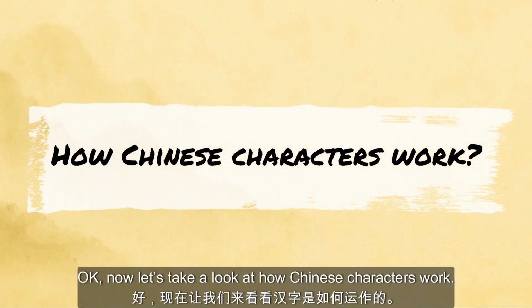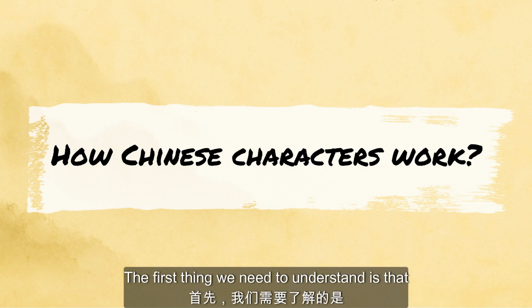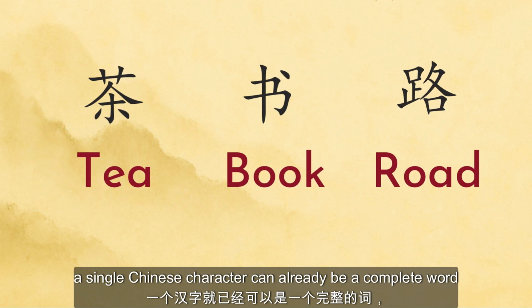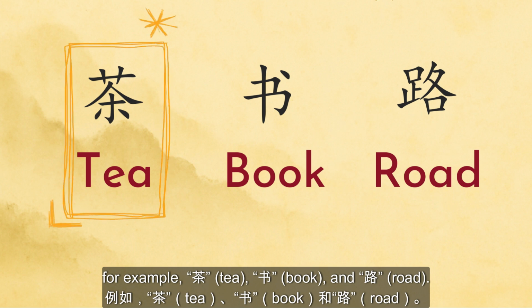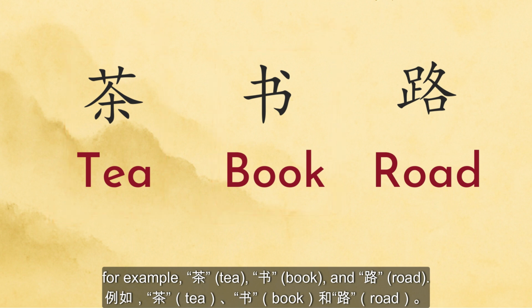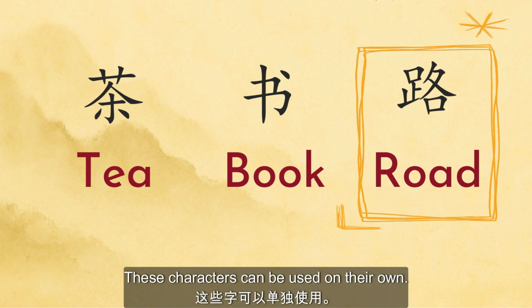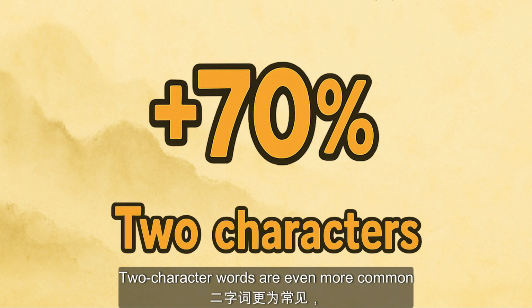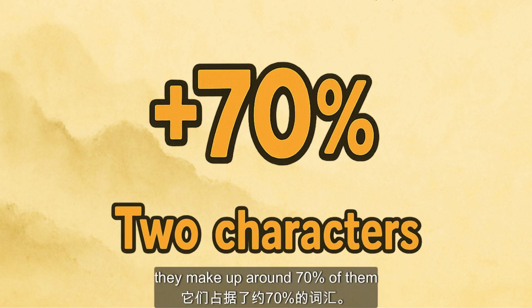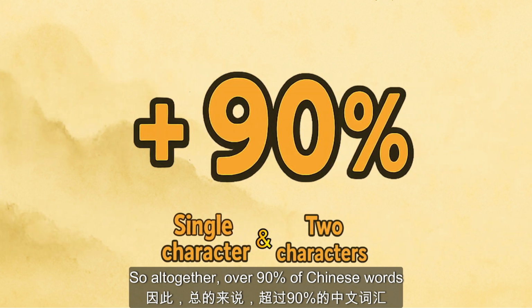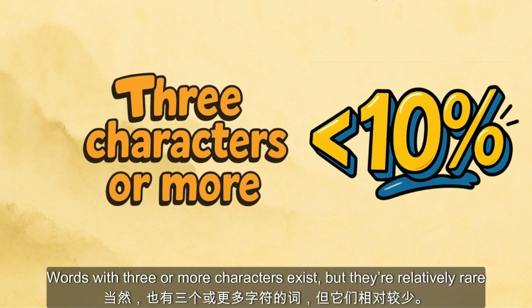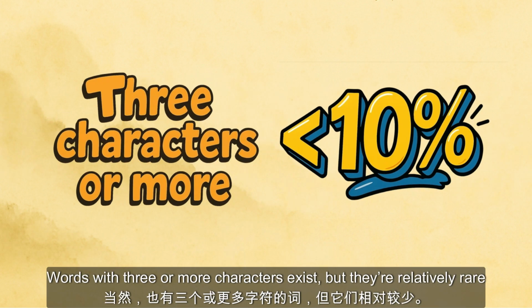Okay, now let's take a look at how Chinese characters work. The first thing we need to understand is that a single Chinese character can already be a complete word. For example, 茶, 书, and 路. These characters can be used on their own. In fact, about 20% of Chinese words consist of just one character. Two-character words are even more common. They make up around 70% of them. So together, over 90% of Chinese words are either one or two characters long. Words with 3 or more characters exist, but they are relatively rare.